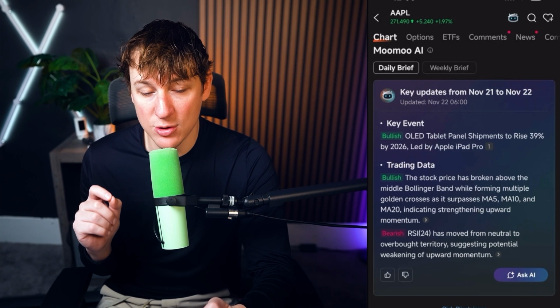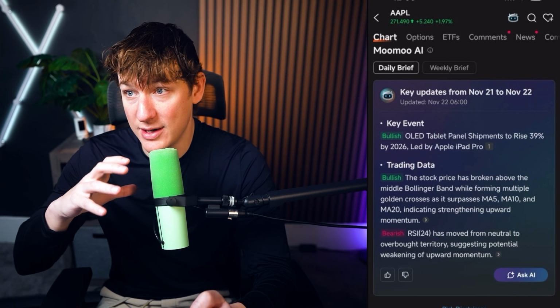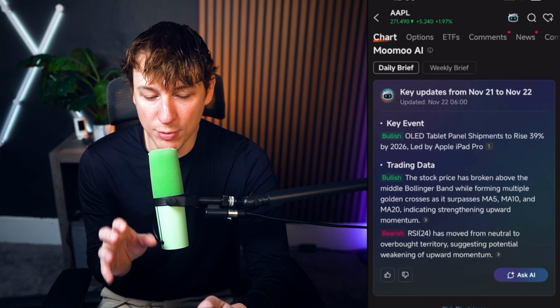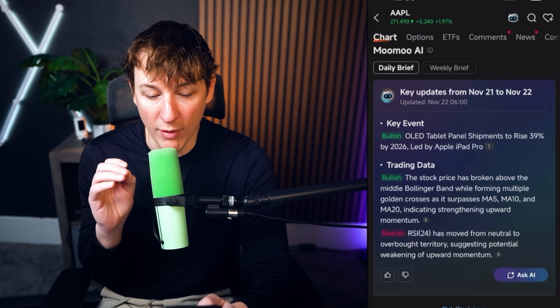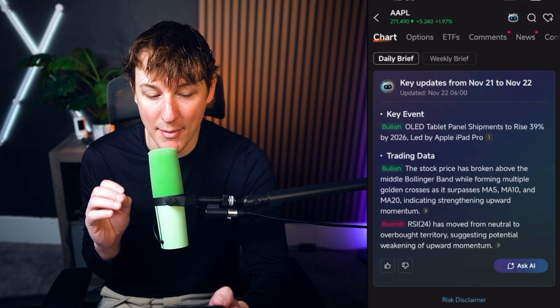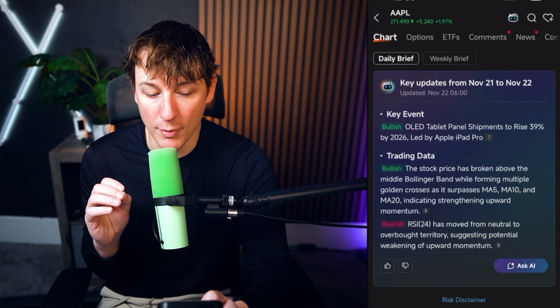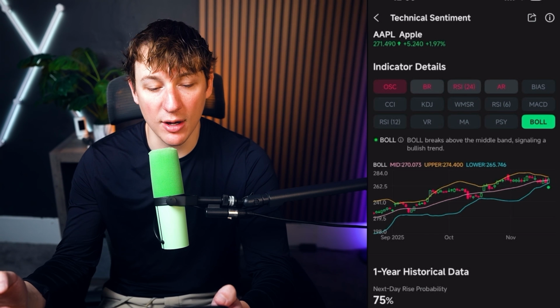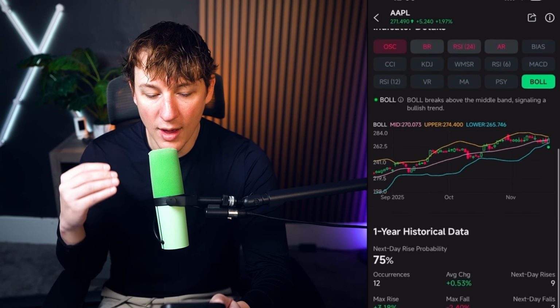So if you're somebody who's interested in learning more about trading and the different indicators that you can use, well, here you go. The stock price has broken above the middle Bollinger Band, while forming multiple golden crosses as it surpasses the MA5, MA10, and MA20, indicating strengthening upward momentum. You can click into that and whoa, check it out. You can see exactly what they're talking about. It's filtered, ready for you to go, and you can break it down.